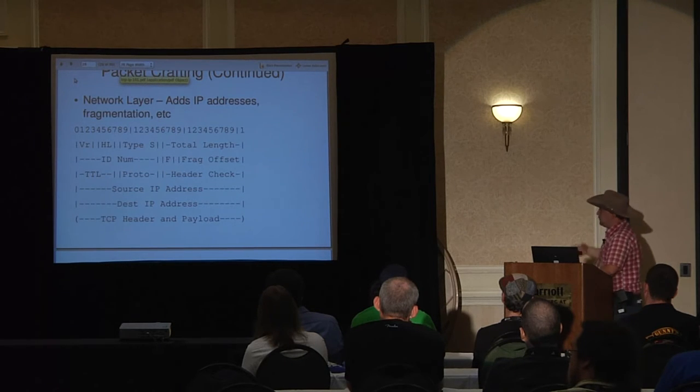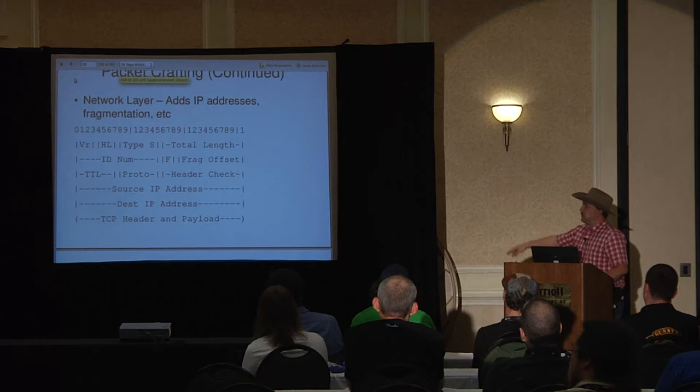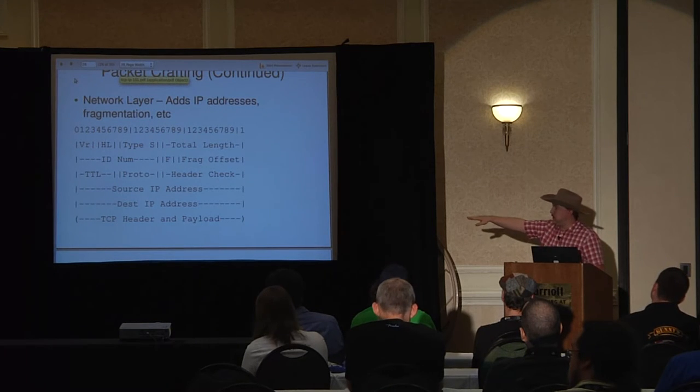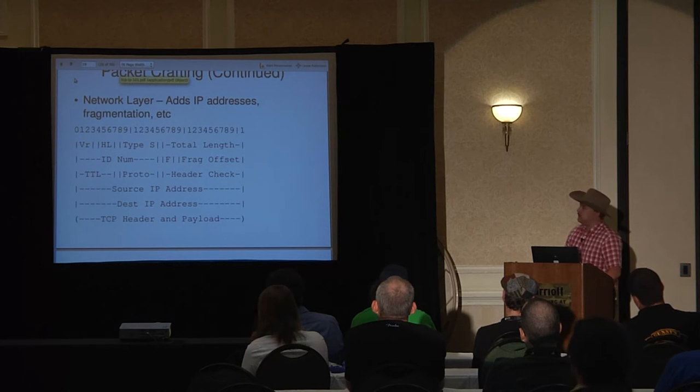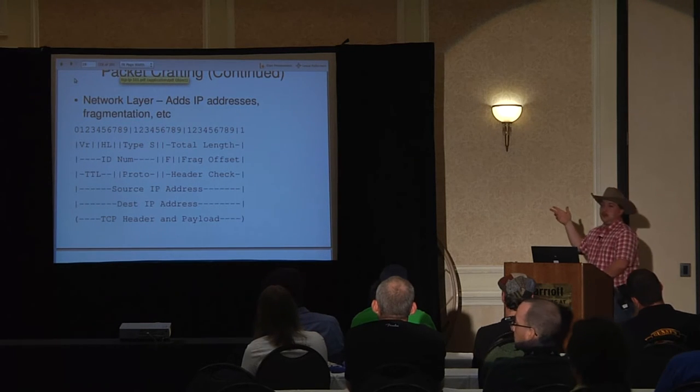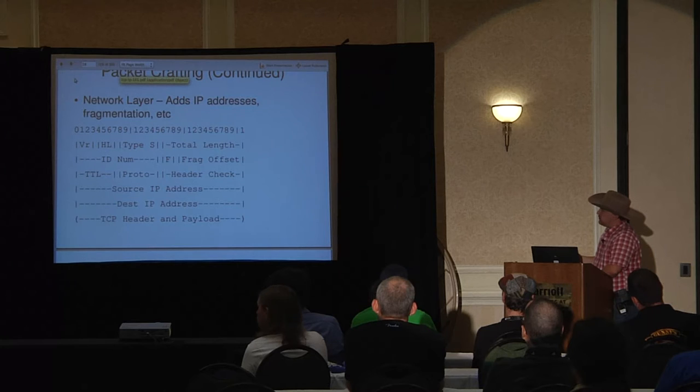Then we're going to take what we just wrapped up, and you can see down here at the bottom, I've got the TCP header and payload. We're going to add the networking layer onto it. The first field is the version. Is that 2 bits? I can't recall. Maybe it's 4 bits. Yeah, it's 4.